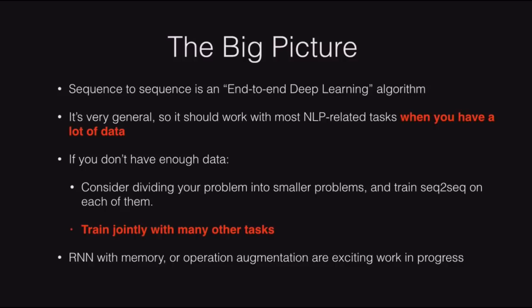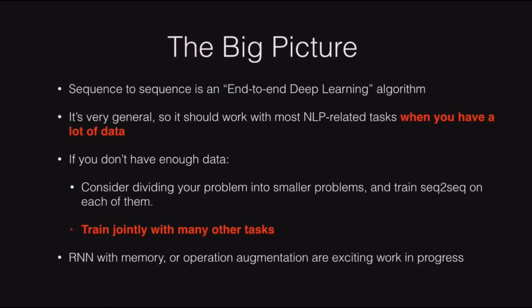Now, what's the big picture? The big picture I want to revisit is that what I've talked about today is sequence-to-sequence learning, and it's an end-to-end deep learning task. It's one of the big trends happening in natural language. It's very general, so if you have a lot of supervised data, it's a supervised learning algorithm. So if you have a lot of data, it should work great.